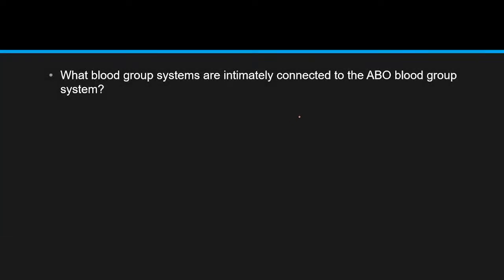Points in the board exam. Okay, so please do take into consideration these blood group systems. All right, so we're going to start first with the general characteristics of the other blood group systems.